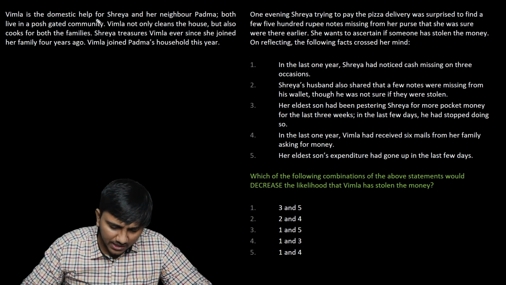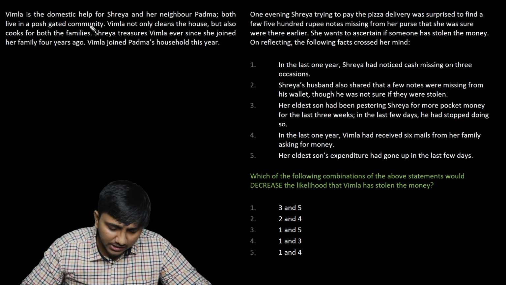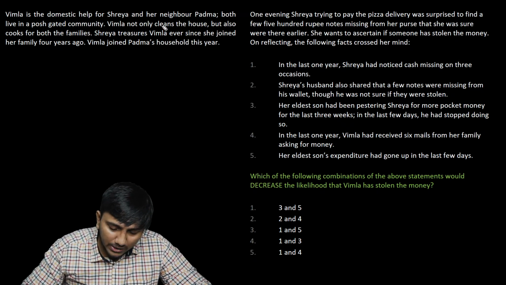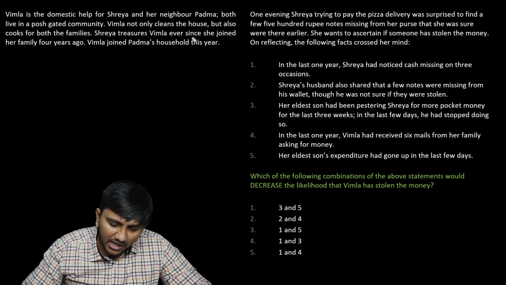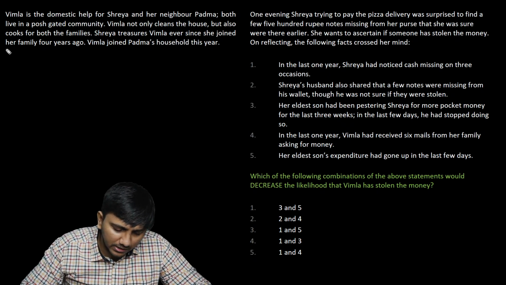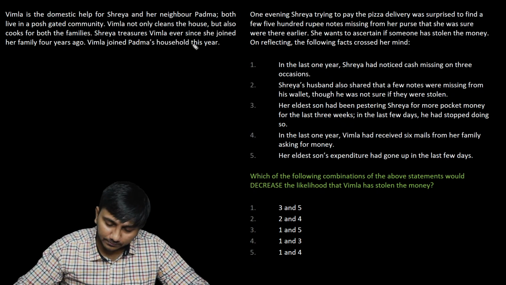Vimala is the domestic help for Shreya and her neighbor Padma. Both live in a posh gated community. Vimala not only cleans the house, but also cooks for both the families. That is Shreya's and Padma's. Shreya treasures Vimala ever since she joined her family 4 years ago. Vimala joined Padma's household this year.